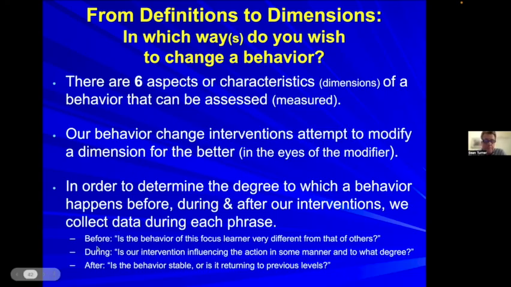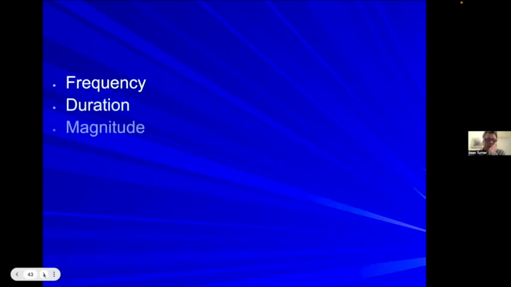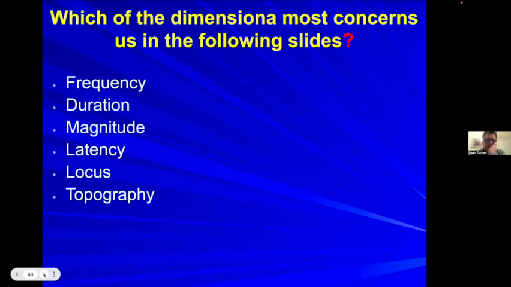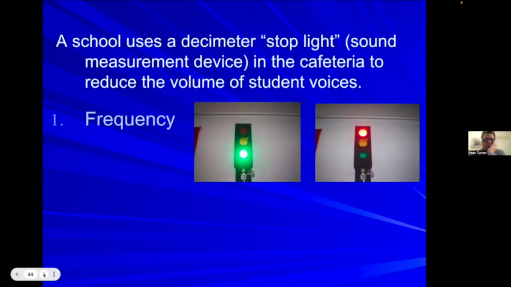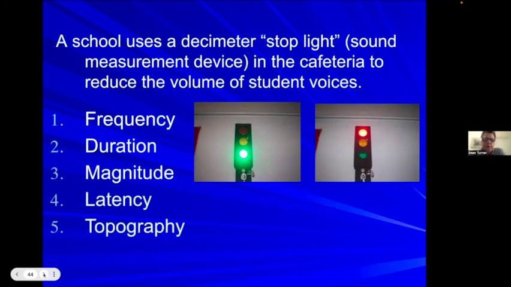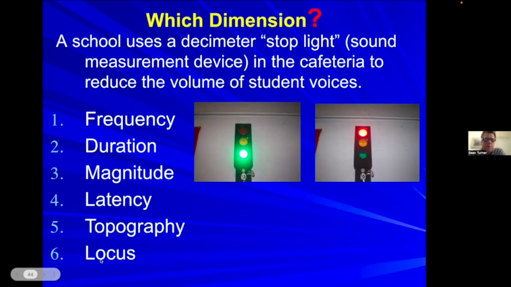Okay. So there's some different helps with that. Again, these are the points for the upcoming slides. So a school uses a decibel stoplight in the cafeteria to reduce the volume of students' voices. Which is that dimension?